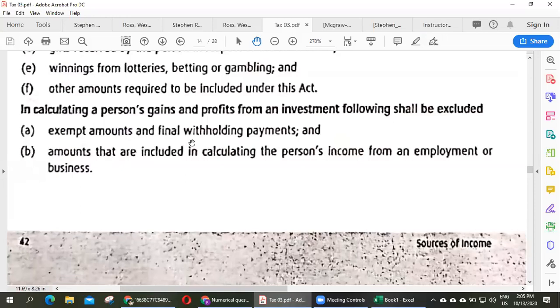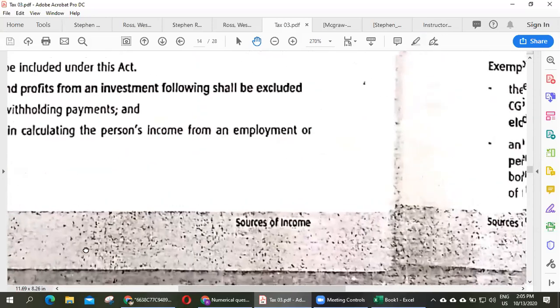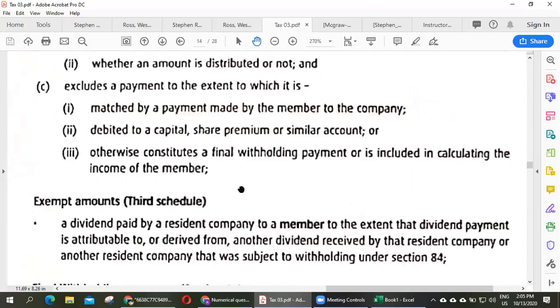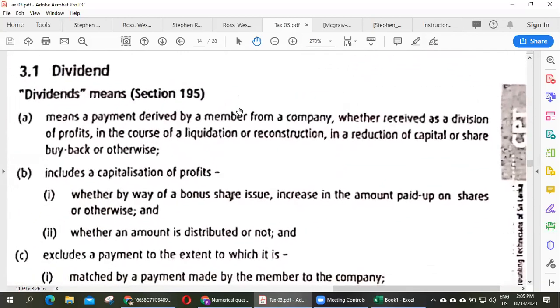Right. Exempt amount and final withholding payment, and amounts that are included in calculating a person's income from employment or business. So if we have included any income under the employment income or business income heading, we can't include that income again in the calculation of investment income. We will see the elements of investment income in detail.